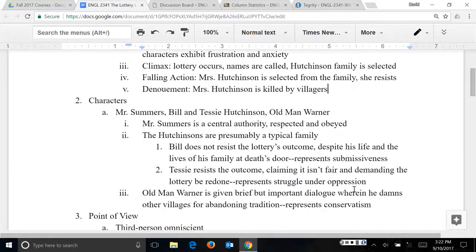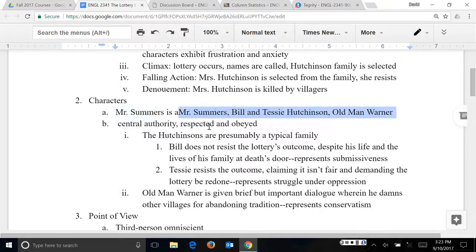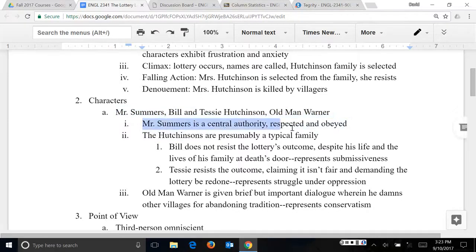But what's kind of interesting, what I really had fun with the first time I read the story, were the characters. The characters are so interesting to me because there's really only, in my opinion, 4 characters that really matter in the story. And that's Mr. Summers, the Hutchinsons, and Old Man Warner. Because they each represent something and they're doing something very different. So I want to look at Mr. Summers first.